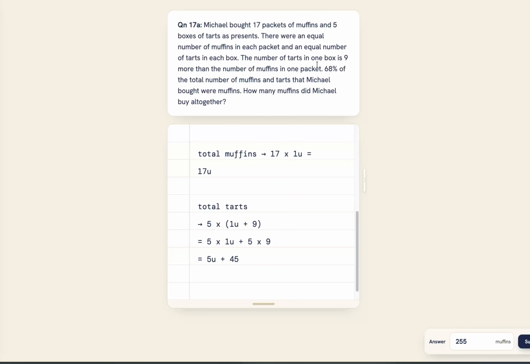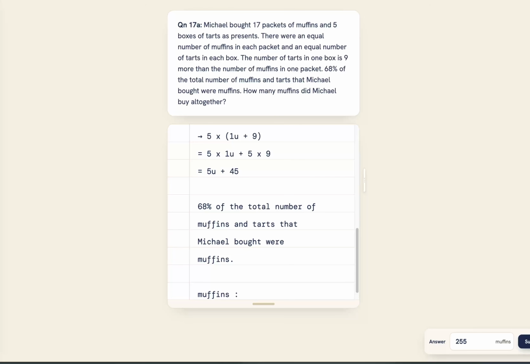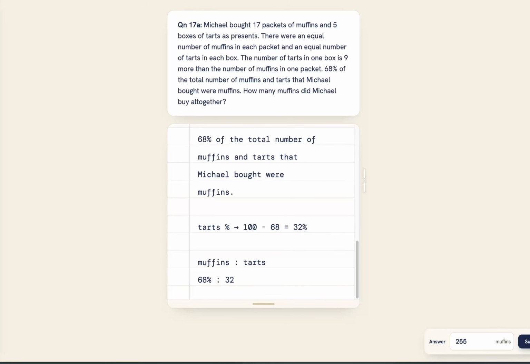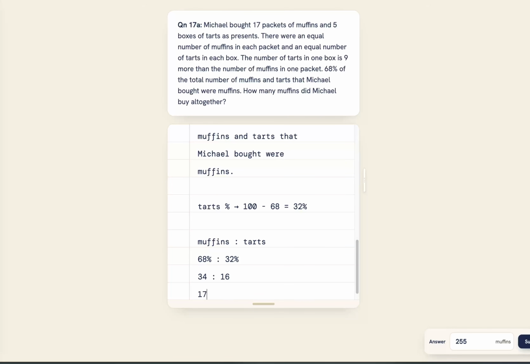So the thing is, from here, the next step is we need to figure out the ratio, in a sense. 68% of muffins and tarts were muffins. So muffins is to tarts. So we know the total muffins, 68%, is to, so 100 minus 68. So tarts equal to 100 minus 68. This will give us 32%. So now we know tarts is 32%. Then we can simplify this. This will be 34 is to 16, and this will be 17 is to 8.